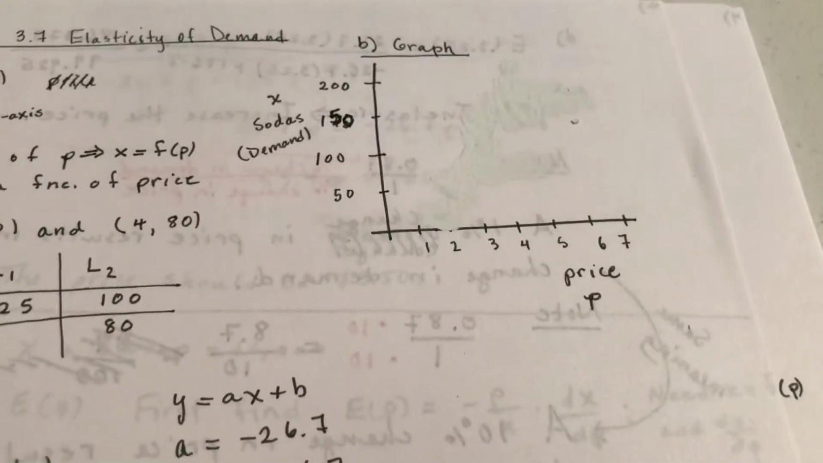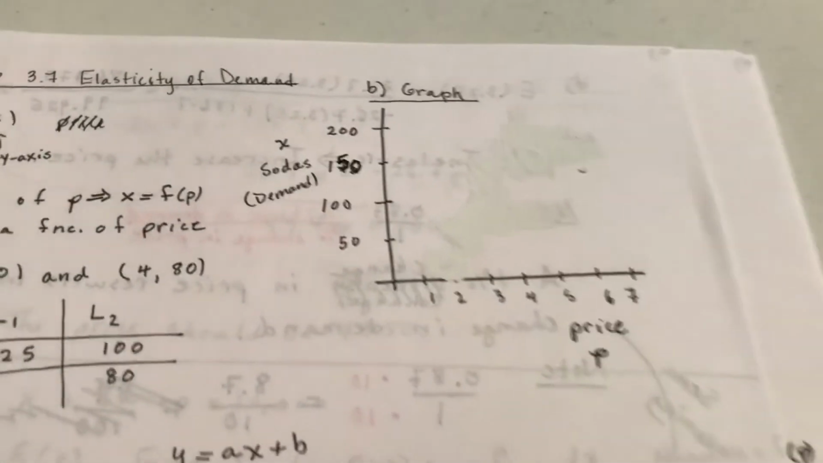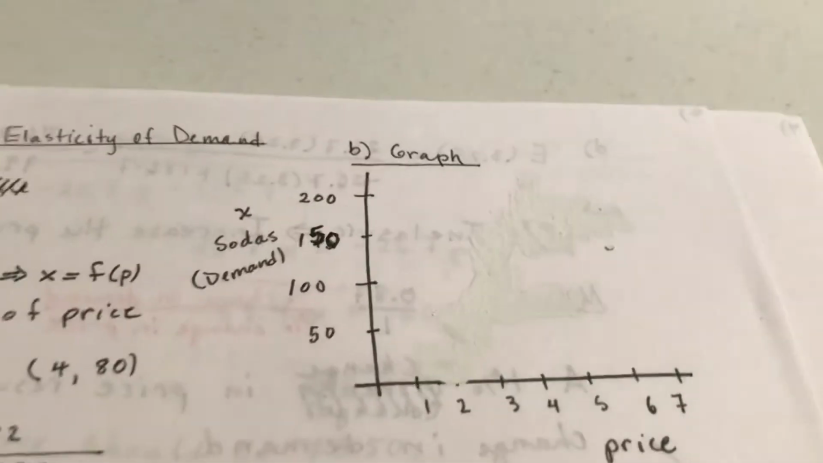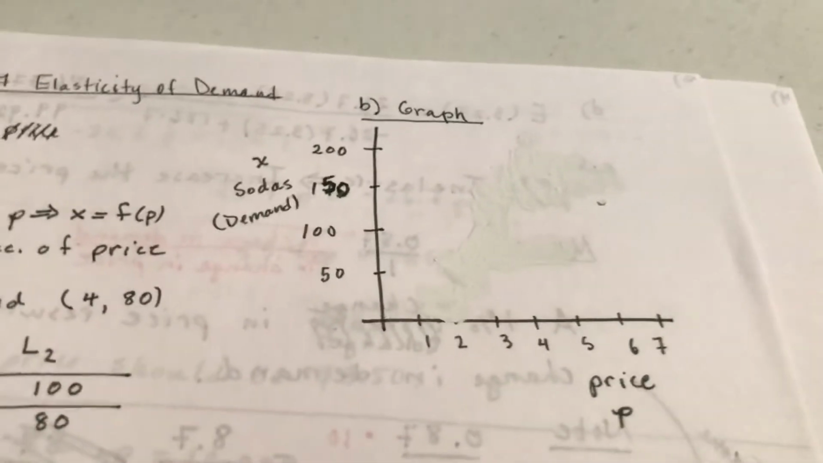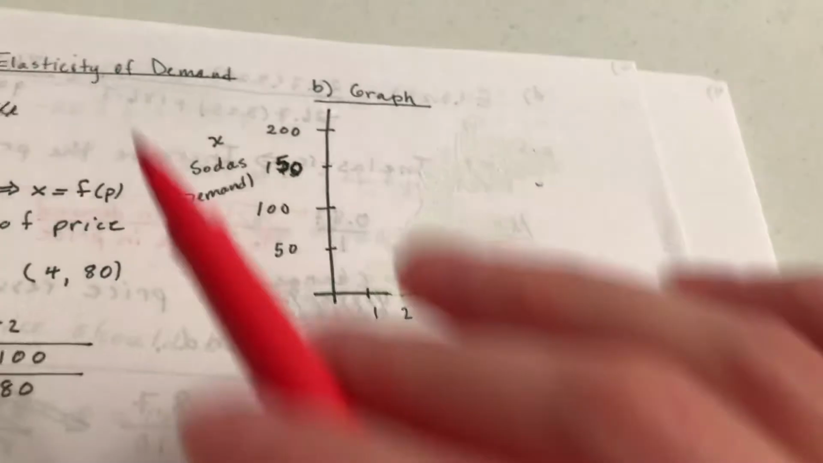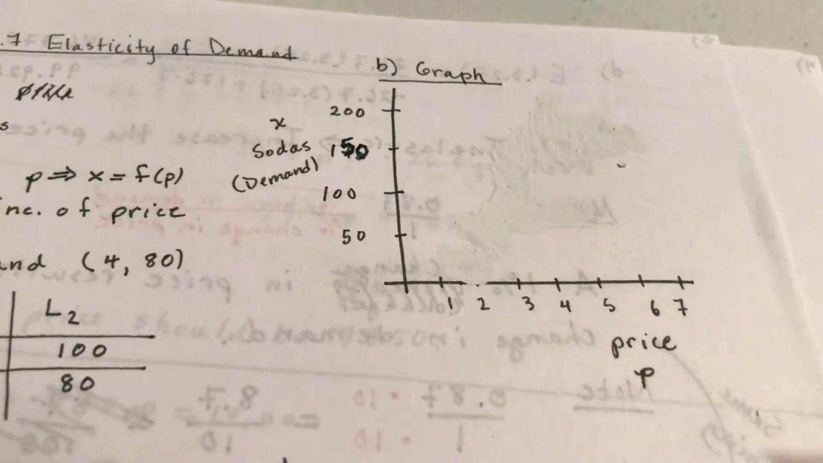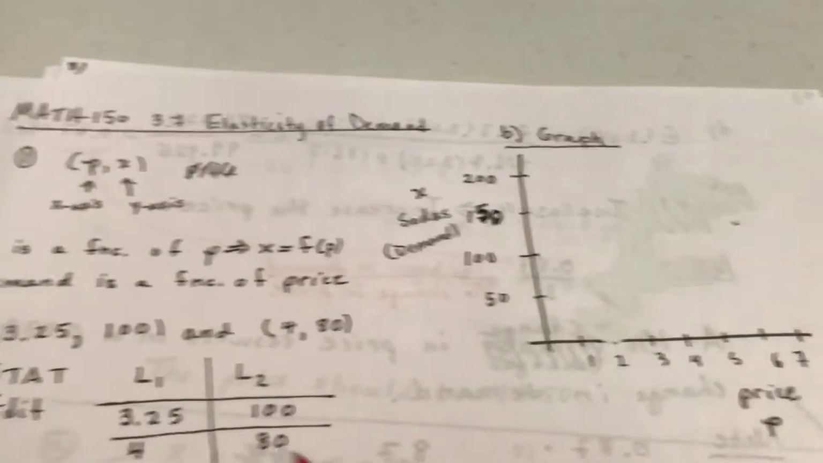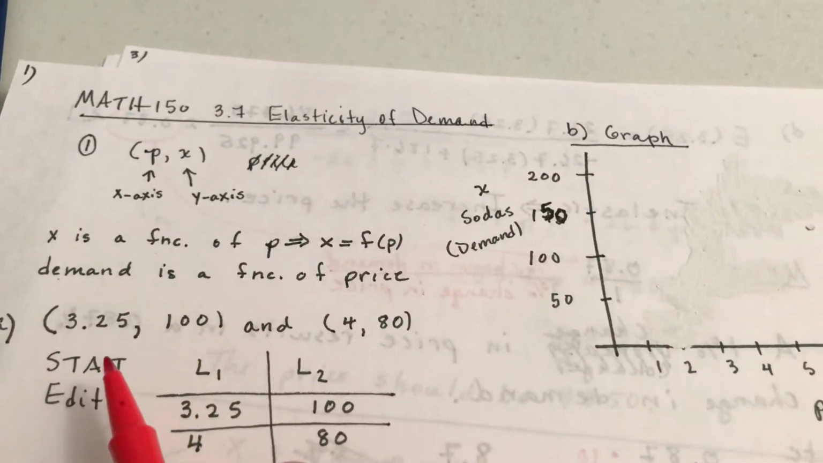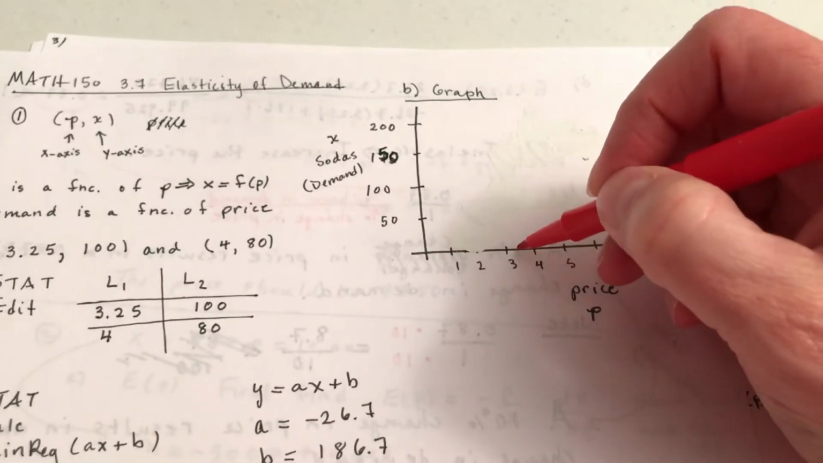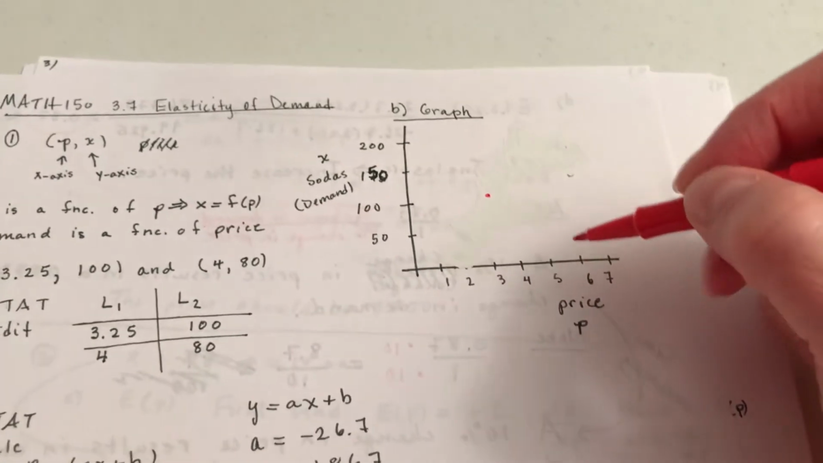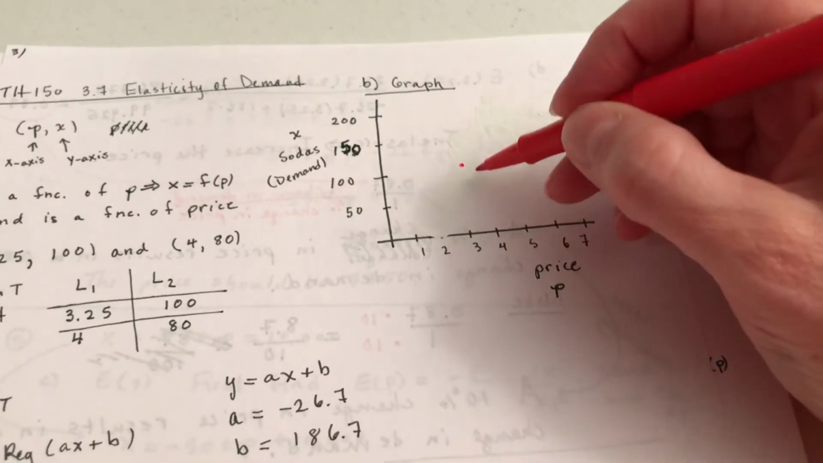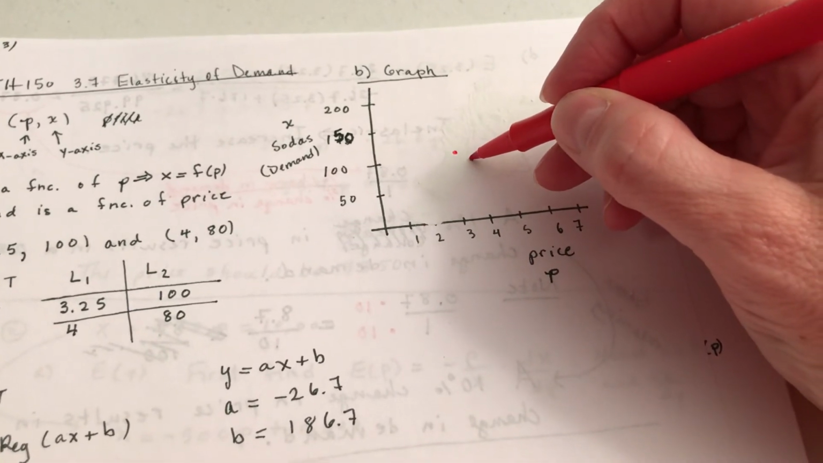I have already set up the window, so you can stop the video and see if you can plot this. Sorry, I am not a very good videotaper, so I'm learning. I recommend plotting the two ordered pairs. 3.25, comma 100, about right there, and 4 comma 80 up here, right there.